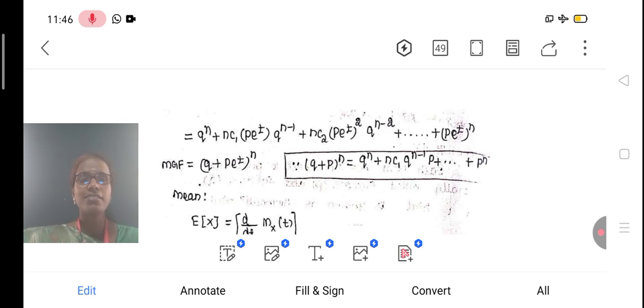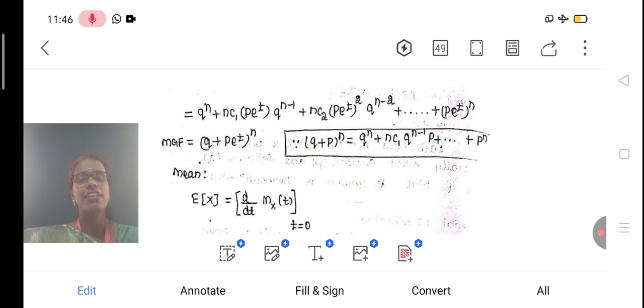Now compare this with the expansion. What is the value for p and q? q is the same q, and the term for p is p e^t. So we get the binomial expansion as (q + p e^t)^n, which is the MGF.